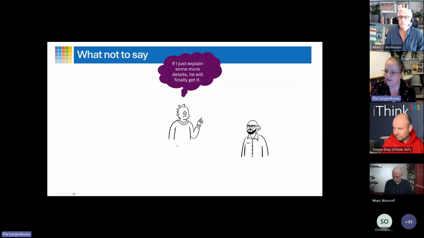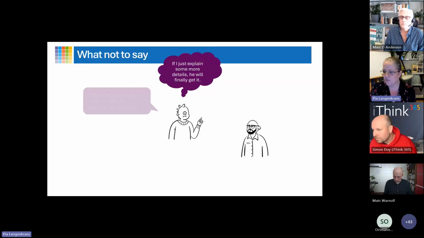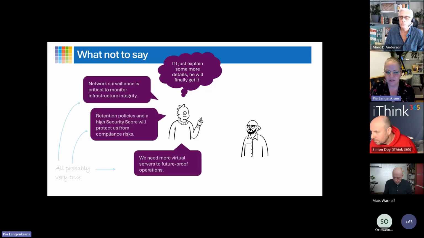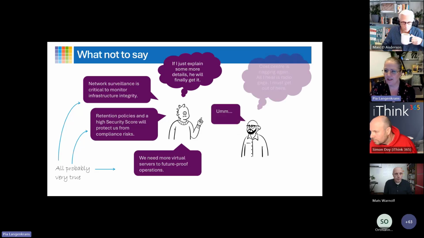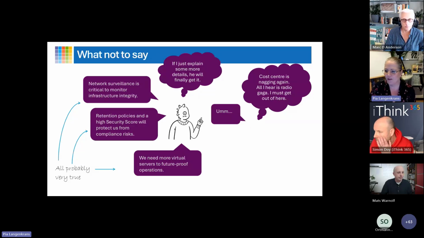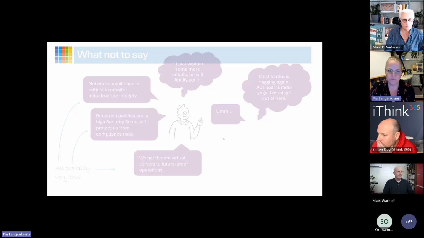We think that if we just give them more details and are more specific, we can get them to understand what we're talking about. And all of the things we're saying are probably very true, but the management people don't understand, and they just think of us as a cost center and that we're nagging again. They just hear Radio Ga Ga and want to leave. And we're standing there saying, oh, we just need to give some more details. That's not the way to go.